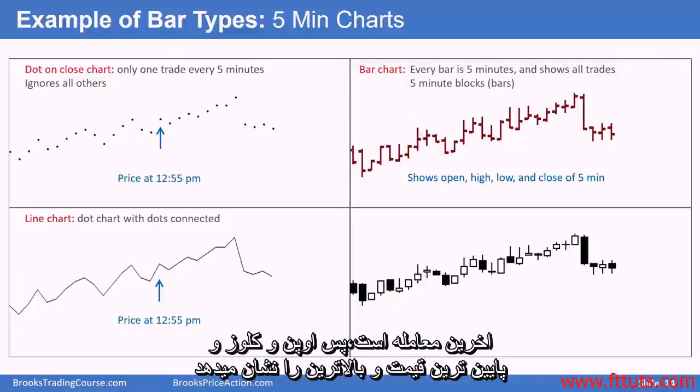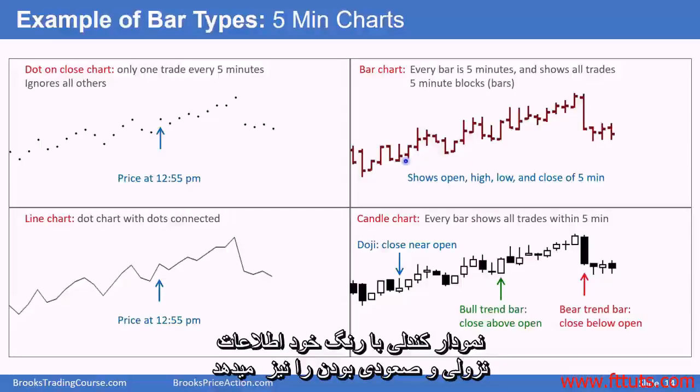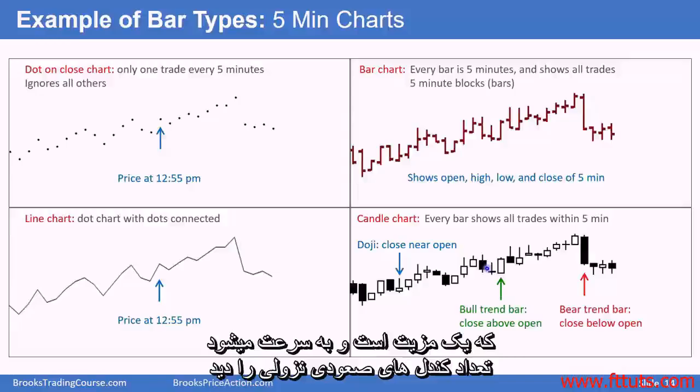and then the close. And a candlestick chart is a version of that, except that if a bar opens low and closes high, the candlestick chart gives it a white body. If a bar opens high and closes low, the candlestick chart gives it a black body. So it's just quicker to see how many bear bars there are and how many bull bars there are.